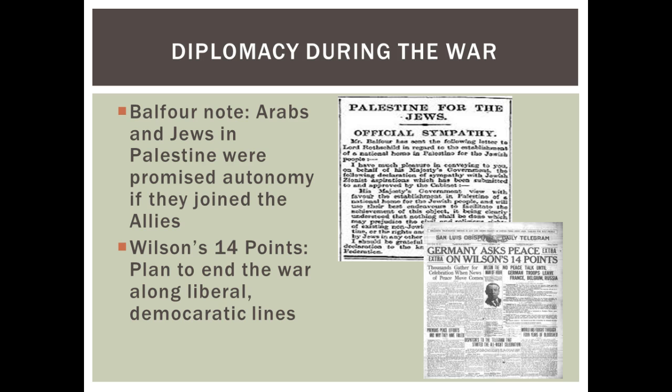But the British are setting up their whole chessboard here. And so now they tell the Jews the same thing, with the same area of land. There's a Balfour Note, we're going to see the Arabs and Jews in Palestine were promised autonomy if they joined the Allies. So this is Zionism again, like, we'll give you a homeland, but they promised them both the same.